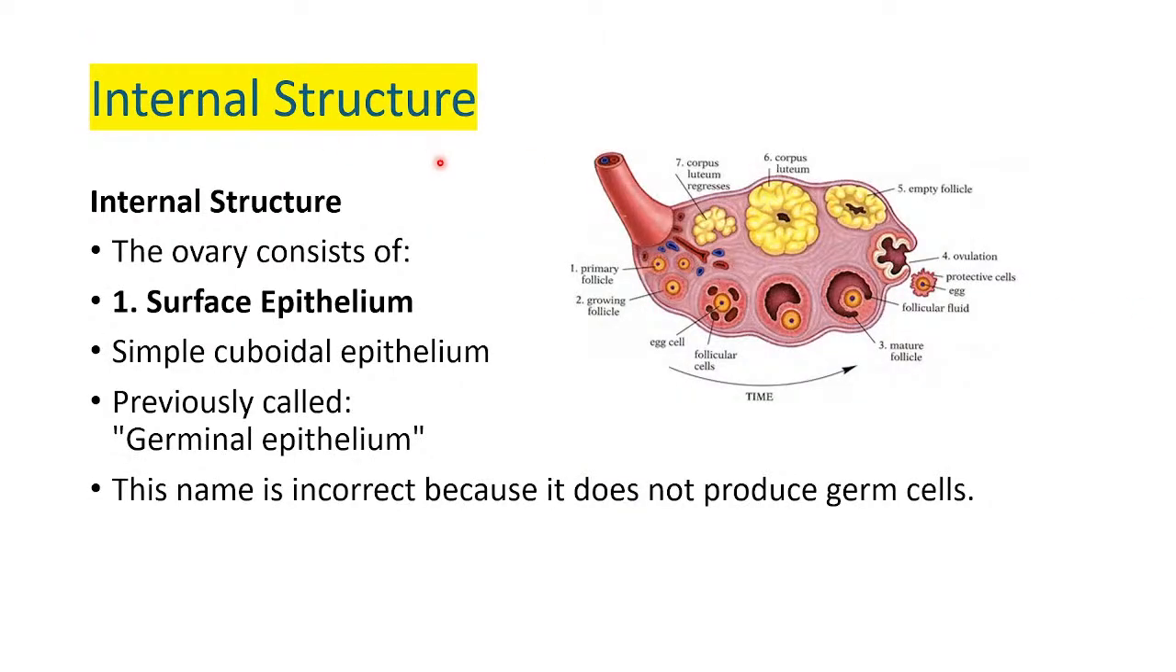So the internal structure of the ovary. The ovary consists of the surface epithelium, which is the surface layer of the ovary, a simple cuboidal epithelium. These are the type of cells which make up the surface epithelium of the ovary. It was previously called the germinal epithelium. This name is incorrect because it does not produce germ cells, so that's why it was changed to just surface epithelium.